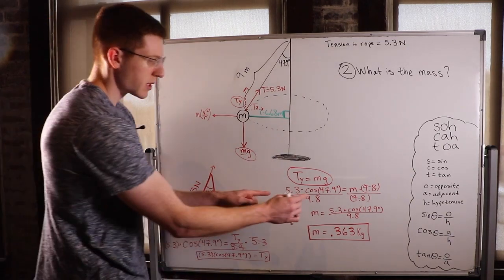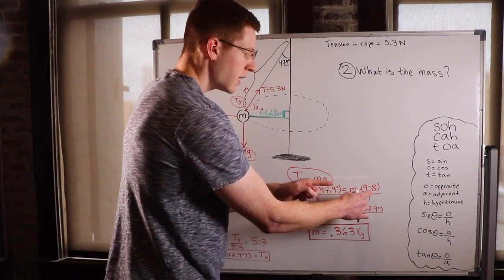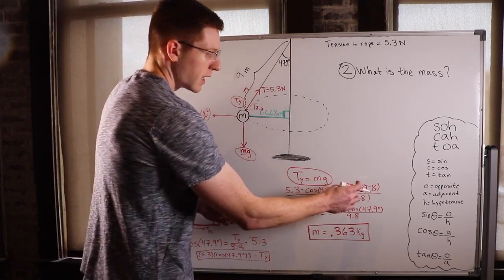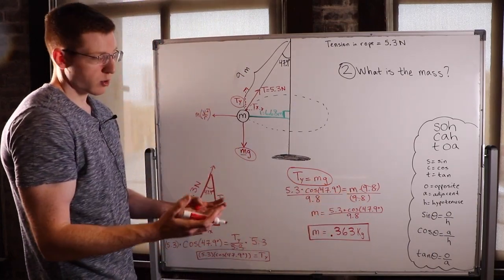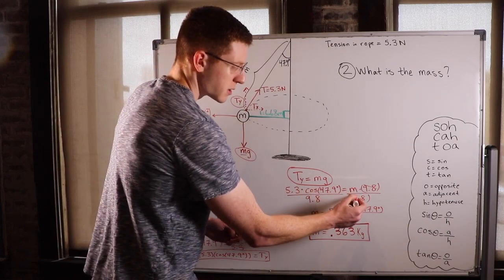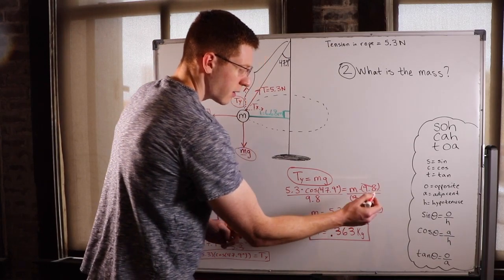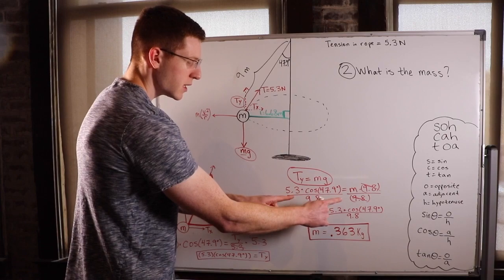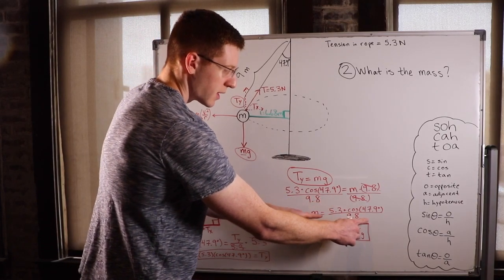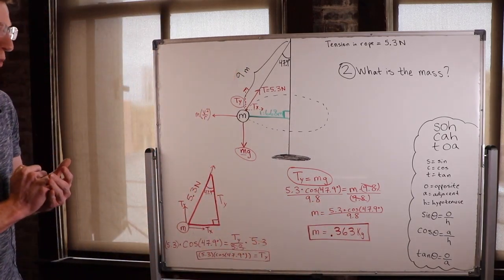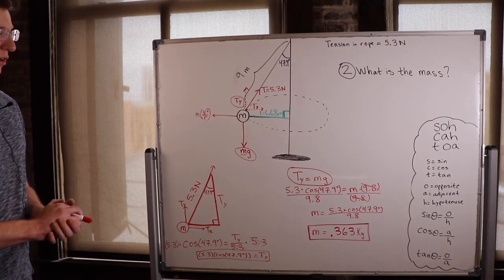So then I was able to set that equal to mg. I know g is 9.8. And then to get m by itself, which is what I want to ultimately solve for, I divided both sides by 9.8, and I was able to cross that out. And then I was left with m equals this. And once you type that into your calculator, you'll get mass equals 0.363 kilograms.